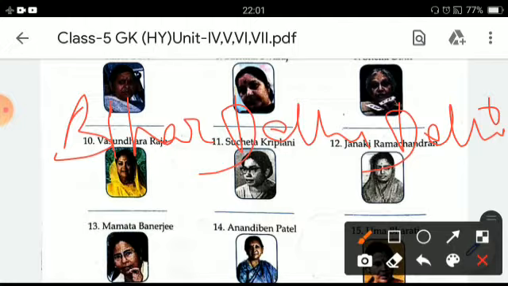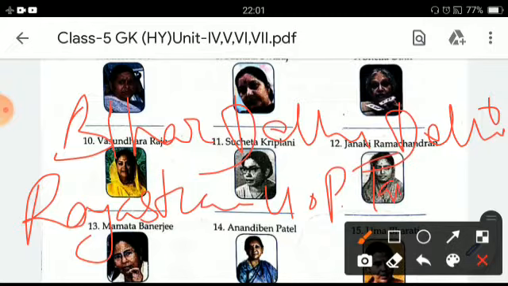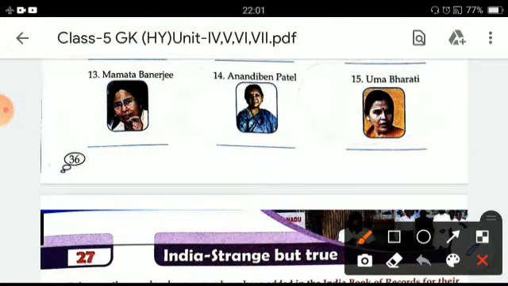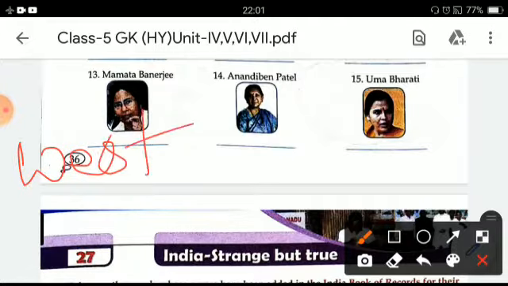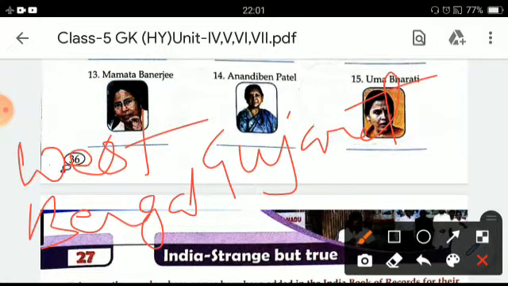Vasundhara Raje from Rajasthan. Sucheta Kripalani, again from Uttar Pradesh. Janaki Ramachandran from Tamil Nadu. Mamata Banerjee from West Bengal. Anandiben Patel from Gujarat. And Uma Bharti from Madhya Pradesh.